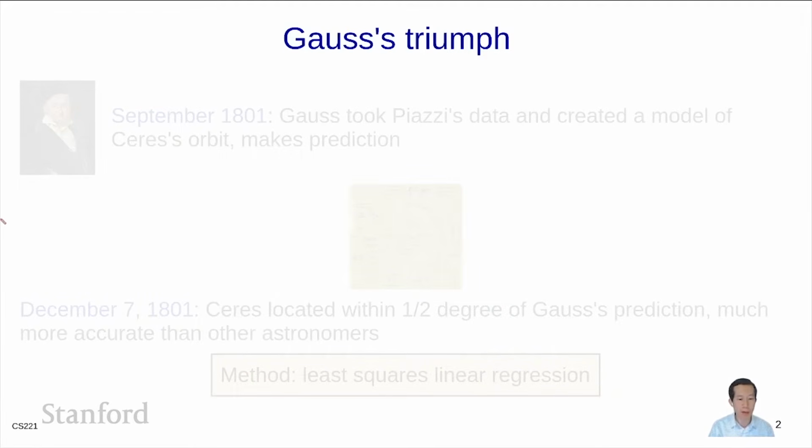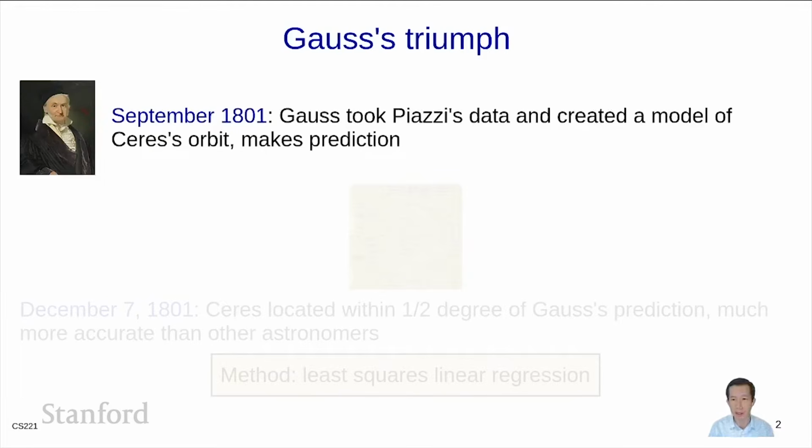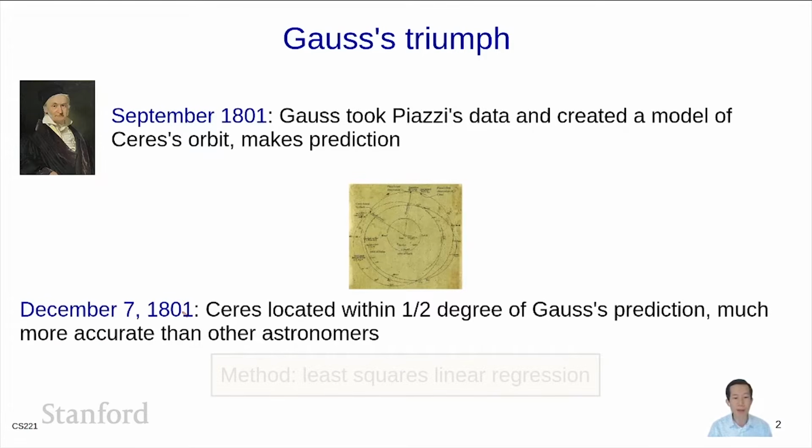So Carl Friedrich Gauss, famous German mathematician, took Piazzi's data and created a model of Ceres' orbit and made a prediction. This prediction was actually wildly different from all the other predictions that other astronomers made, but in December, Ceres was located and Gauss's prediction was by far the most accurate.